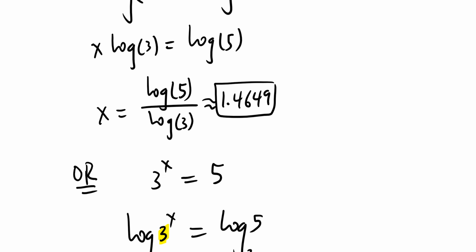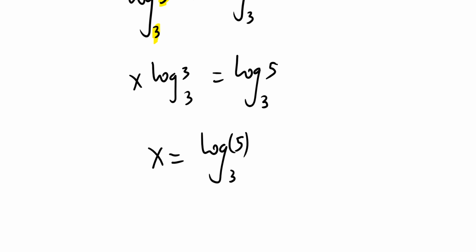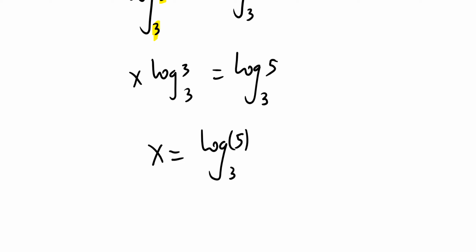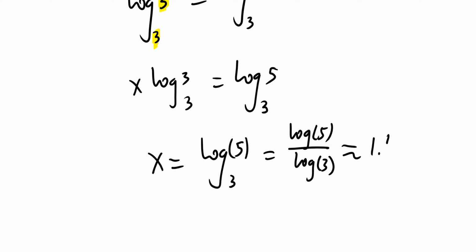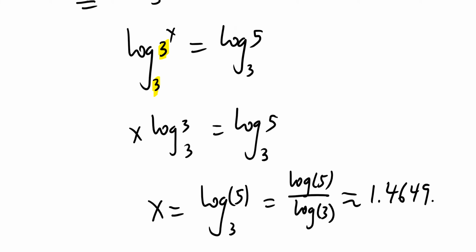If you remember the change of base formula, if you can't put this on the calculator, you can rewrite it as log 5 over log 3, which will give us the same answer, 1.4649. So do you see the difference? You can do log both sides base 10 or base 5 or base 3. But the reason I did log both sides base 3 is that it makes this part easy for me. I know it's 1, so I can simply get rid of it.